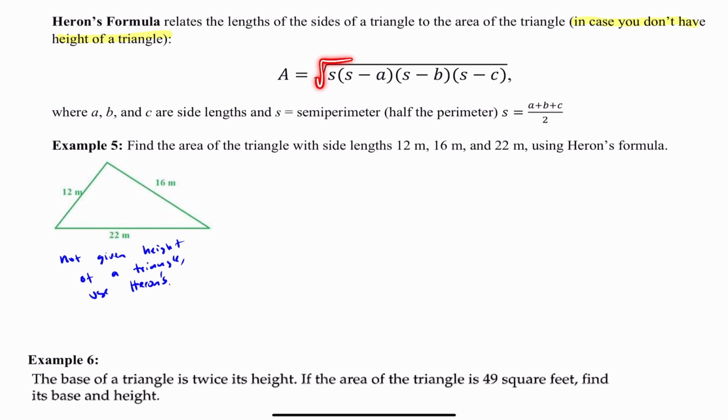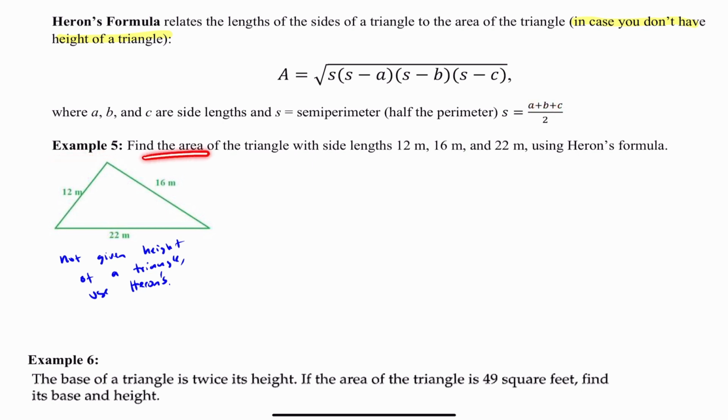A equals the square root of S times the quantity S minus A times the quantity S minus B times the quantity S minus C, where A, B, and C are the side lengths, and S is the semi-perimeter. So the perimeter is the total distance around the figure, and semi means half of that, right? So semi-perimeter, which is S equals A plus B plus C all over 2.